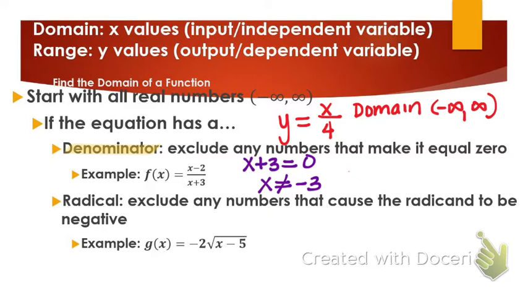So how would you write that in interval notation? Well, your domain goes from negative infinity to negative 3, union negative 3 to positive infinity. That's how you exclude a number from the domain. We put a parenthesis on the negative 3 to show that that number is not okay, because if you put a bracket, that means we can use it, and we cannot use negative 3. Negative 3 would cause a 0 in your denominator.